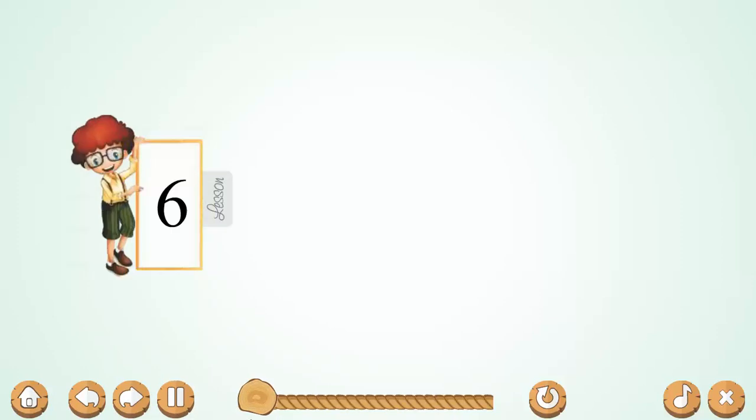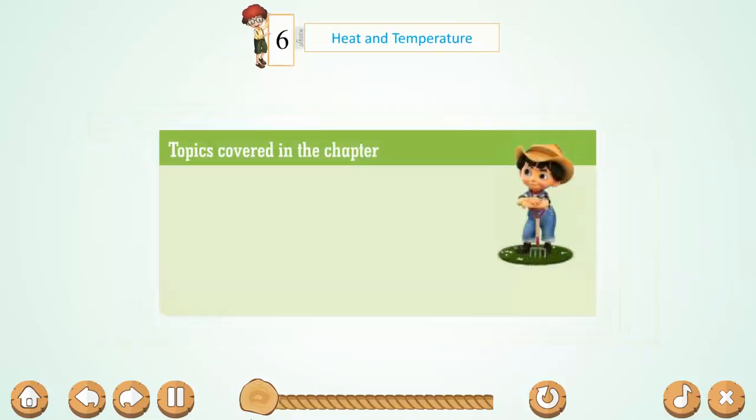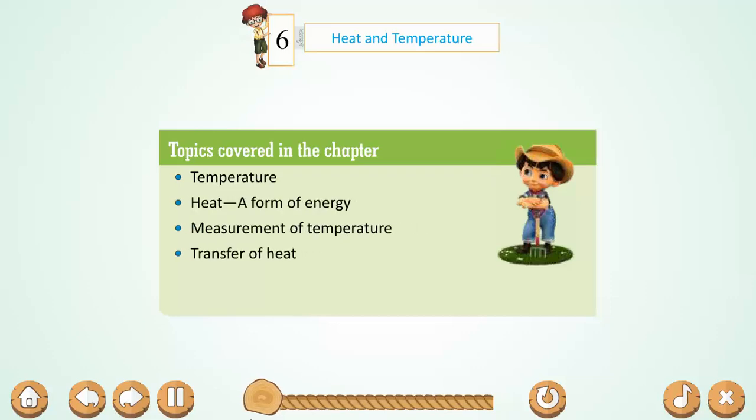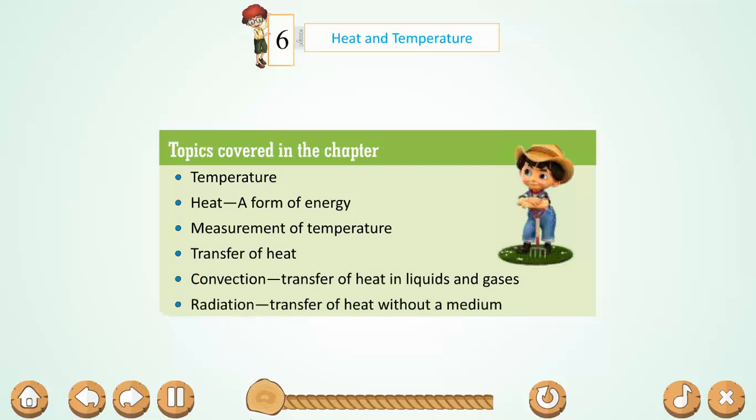Lesson 6. Heat and temperature. Topics covered in the chapter. Temperature. Heat, a form of energy. Measurement of temperature. Transfer of heat. Convection. The transfer of heat in liquids and gases. Radiation. Transfer of heat without a medium.